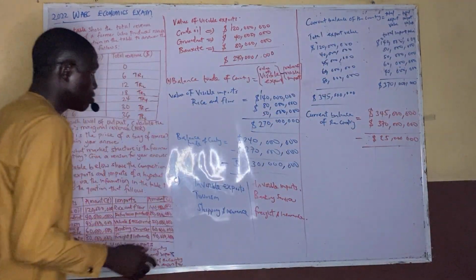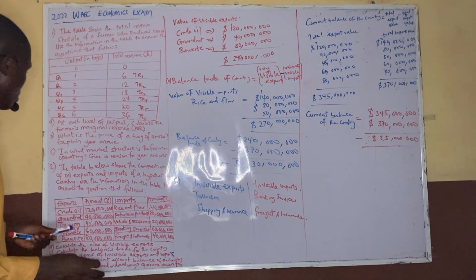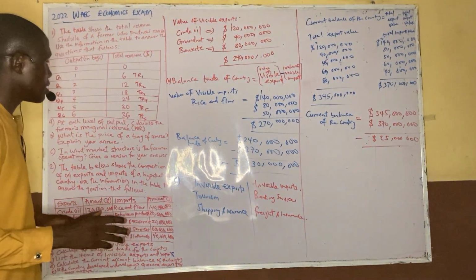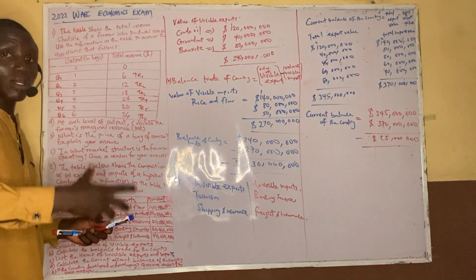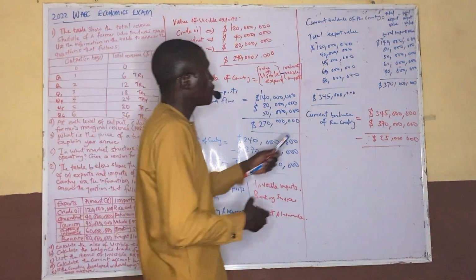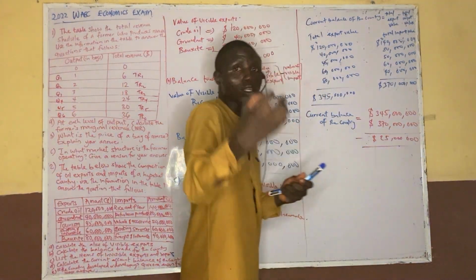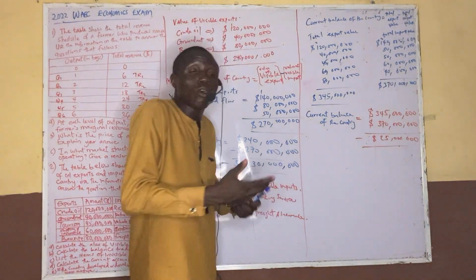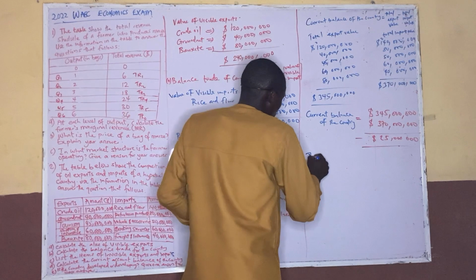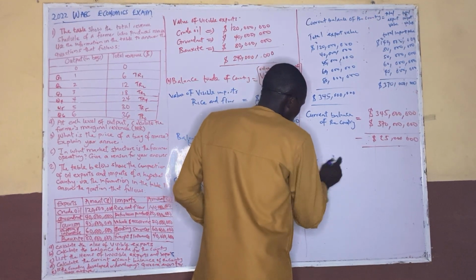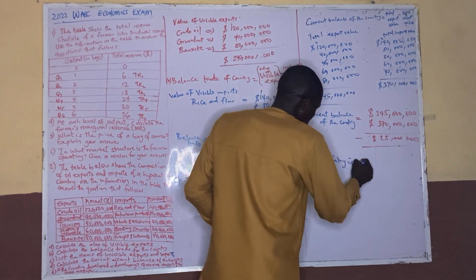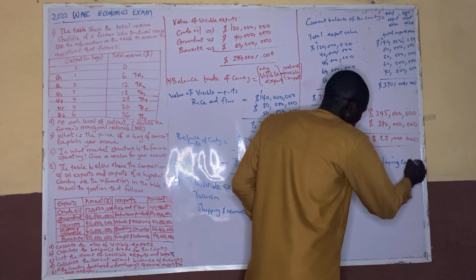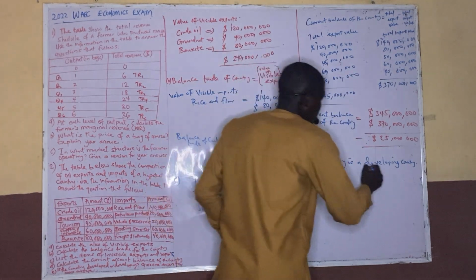So now, having done that, what's the next question? Is the country a developed or developing country? Now you can see that the exported value is lower compared to the imported value, meaning that they are importing more than what they are exporting. The value of what they are importing from other countries is more than what they are exporting. So the country is a developing country. Please know that the country is a developing country.